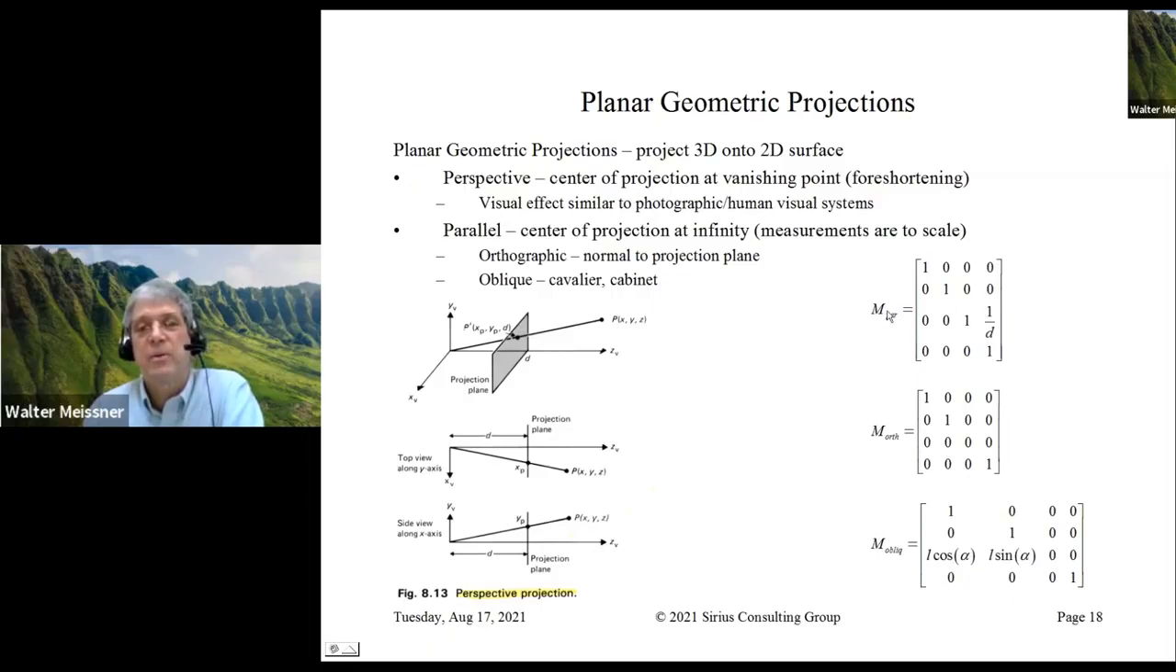And here, the first one is the matrix for perspective projection. So there's 1 along the diagonals, and this term has a 1 over d, where the d is the distance from the 0 point to where the projection plane is. For orthonormal projection, there's 1s on the diagonal except for this one. And for oblique, there's 1s on the diagonal except for that one, plus some L cosine terms and sine terms of angle alpha, which represents the oblique angle.